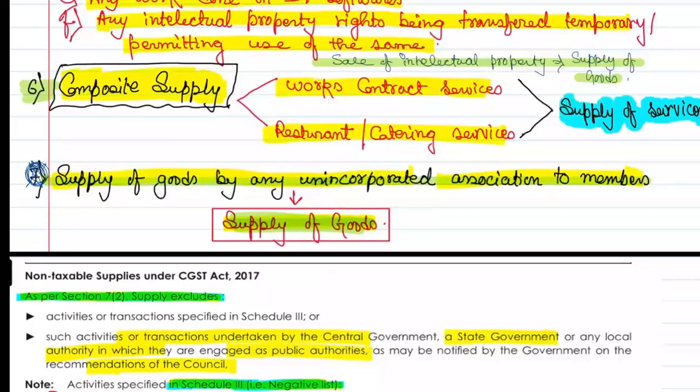Then we move on to composite supply. We'll start composite supply today only, and there we'll discuss everything. Then supply of goods by any unincorporated association to members will always be a supply of goods. So these were what we have done till date. All examples have been solved and are there in the earlier videos. Why I went into so much detail and took so much time is because it has been almost a week, just to have that flow, we discussed.